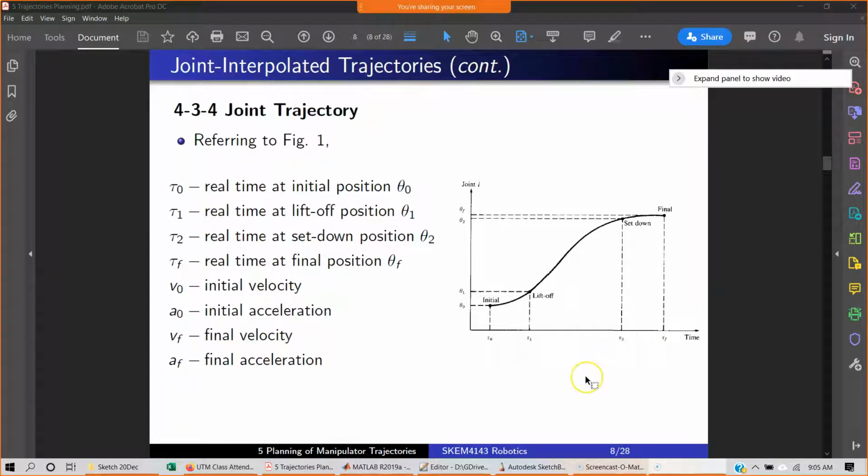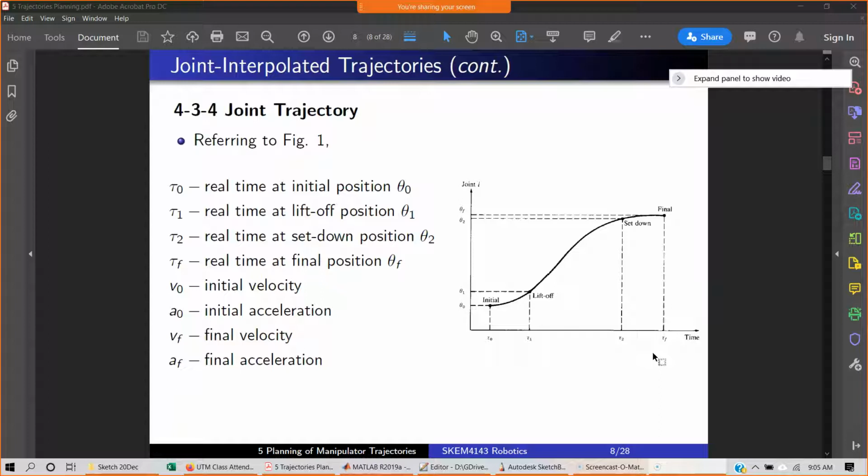So real time here means the actual time, right? For example, tau 0 can be 0. That means at time 0 you want your joint number 1, for example, to have a certain value. So this is our initial position, theta 0, and this can be 1 second, can be 2 seconds, can be 3 seconds. It depends on the motors and on the problem that you are solving.